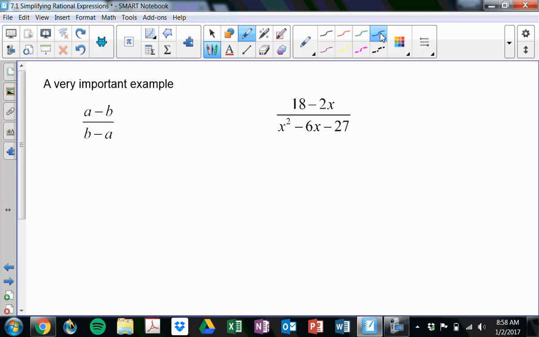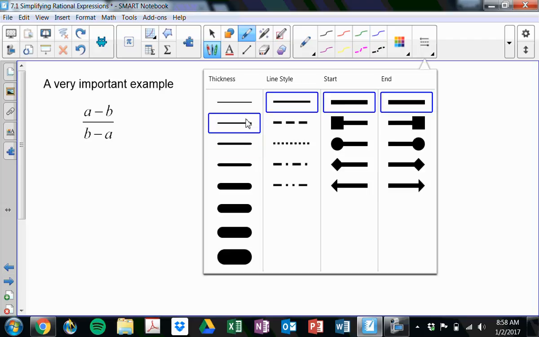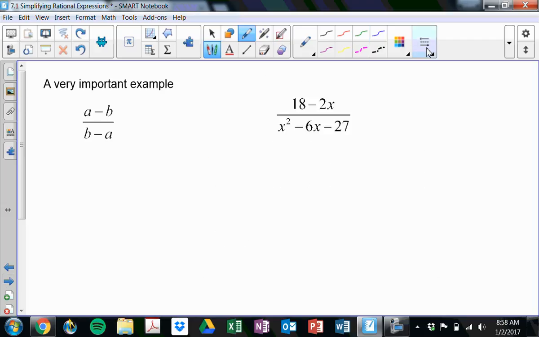Here is an important example that you're going to see a pretty decent amount of. If you have a minus b over b minus a, or anything of that form, like 3 minus x over x minus 3, 10 minus 8 over 8 minus 10. Whenever you have two things that are switched around and subtracting each other, this always comes out to negative 1. A minus b over b minus a is negative 1.